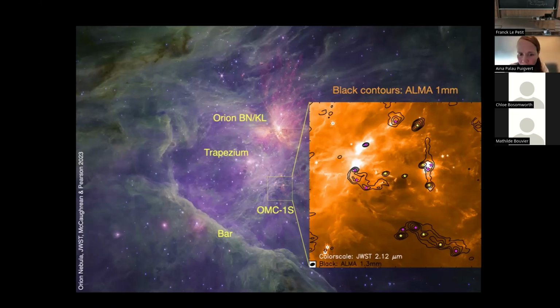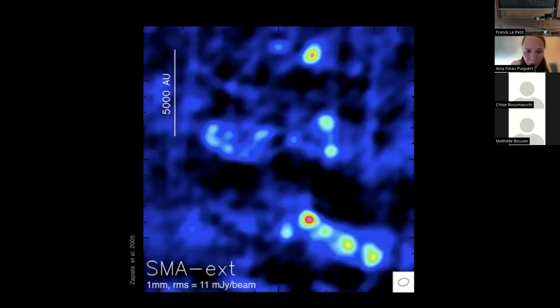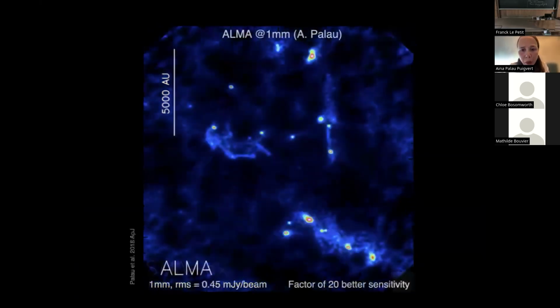So they are very young. That's the view of the cluster with previous interferometers, previous to ALMA, that's the Submillimeter Array. And with ALMA, we get this view. So these data have a factor of 20 better sensitivity compared to the previous interferometric data.